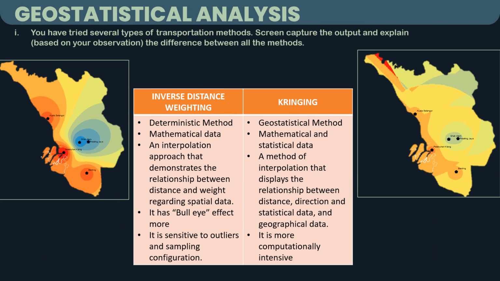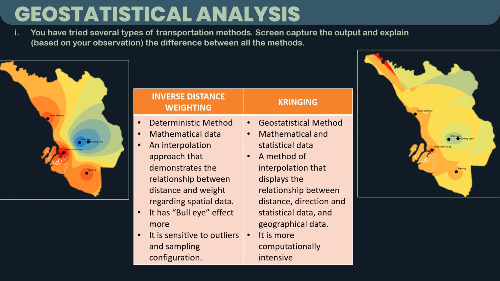Next part is geostatistical analysis. For the first question, you have tried several types of interpolation methods. Screen capture the output and explain, based on your observation, the difference between all the methods. For the inverse distance weighting, we can see it is a deterministic method, which is mathematical. It is an interpolation approach that demonstrates the relationship between distance and weight regarding spatial data. It has more of a bull's-eye effect, and it is sensitive to outliers and sampling configuration.